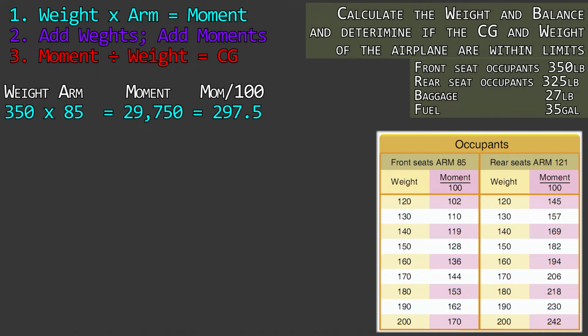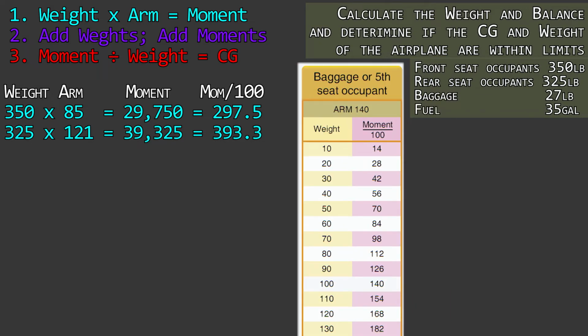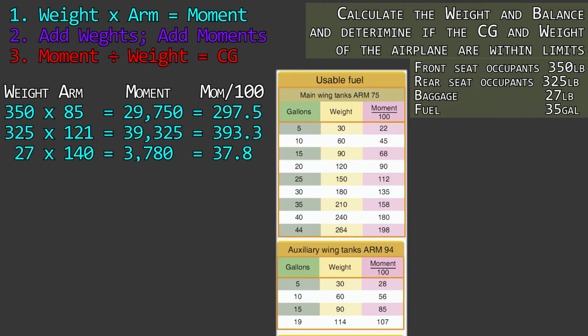For the rear seat occupants, that's 325 times the arm of 121. That gives us 393.3. Now for baggage, we take 27 times 140, and that gives us 37.8. For our fuel, it's 35 gallons, and a standard weight for a gallon of fuel is 6 pounds. So we take 210 pounds times 75, and that gives us 157.5. As you can see, those numbers are really close to what they give us. They're just rounded a little bit.